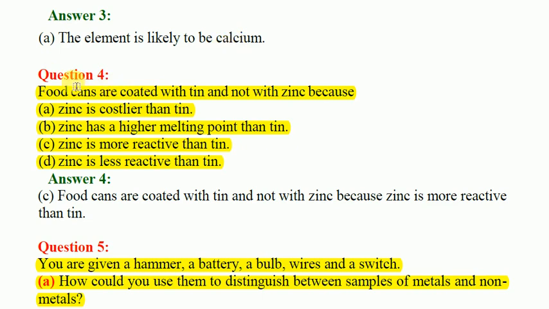Coming to the fourth question: food cans are coated with tin and not with zinc because zinc is costlier than tin, zinc has a higher melting point than tin, zinc is more reactive than tin, or zinc is less reactive than tin. So option C is correct. Food cans are coated with tin, not with zinc, because zinc is more reactive than tin.